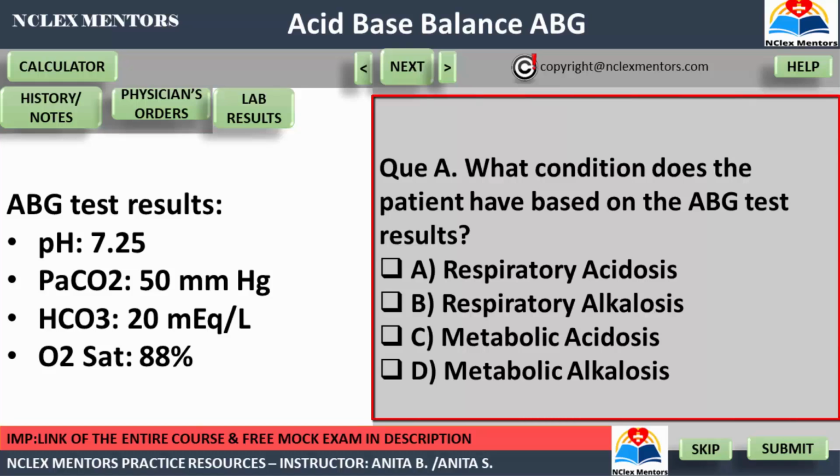What condition does the patient have based on the arterial blood gas test results? The options for this question given on the screen are: Option A, respiratory acidosis. Option B, respiratory alkalosis. Option C, metabolic acidosis. Option D, metabolic alkalosis. I will give you some time to go through the question and the options. You can see the timer running in the upper right-hand corner of the screen, but if you need more time, you can pause the video as well.